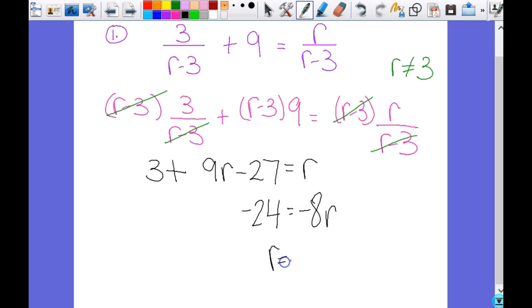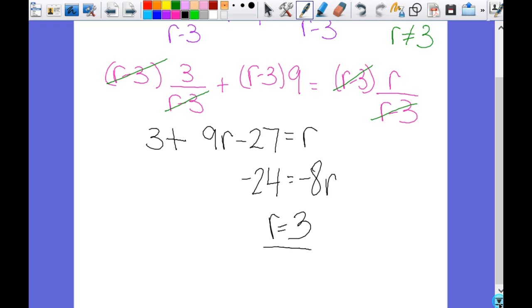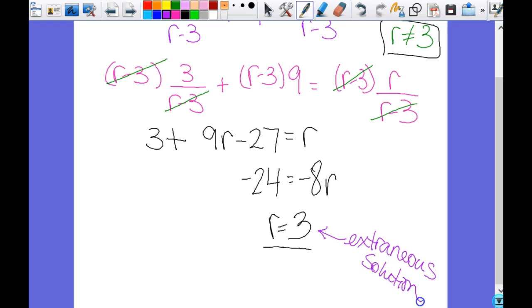So what does r equal? 3, right? Okay, so r equals 3. Can r equal 3? No. So when you get something that you know can't work, because we've already decided that right here, this is called a, what kind of solution? Do y'all know the fancy word? Extraneous. So I'm going to label this as an extraneous solution. And since that was the only thing I got, and that's the only thing it can't be, then my actual answer is no solution.